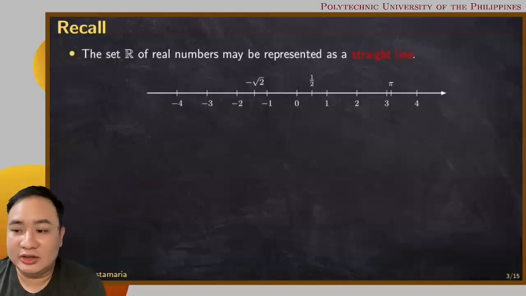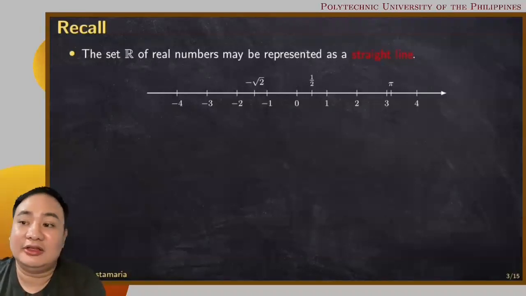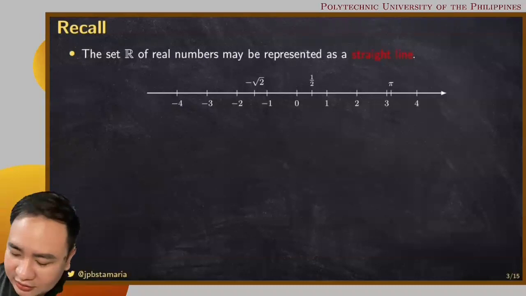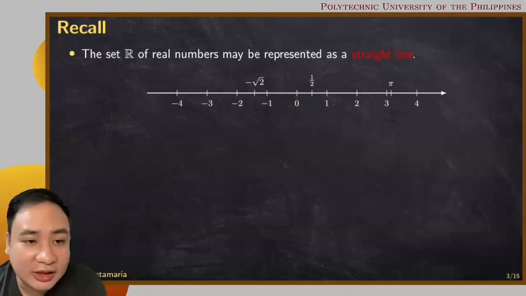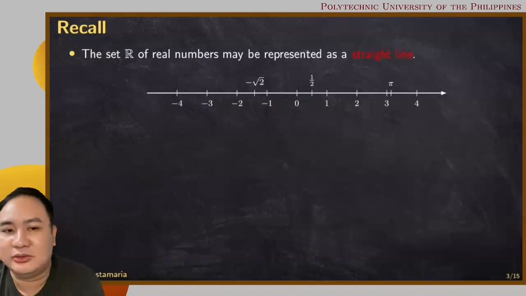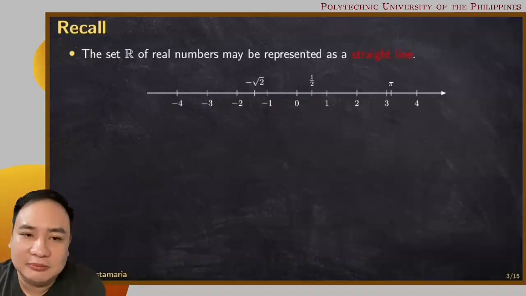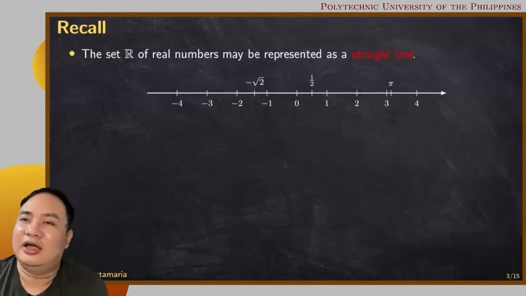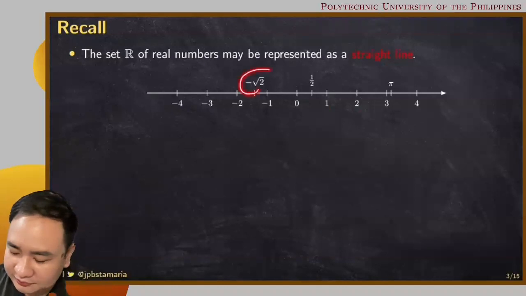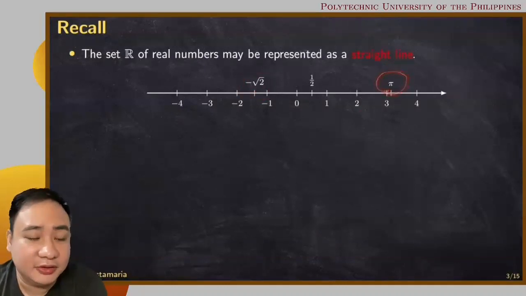Alam nyo naman, in elementary mathematics, the real number line, the set of real numbers R, is represented normally with an infinite straight line that extends to the left and extends to the right. Normally, yung 0 ay naroroon sa gitna, and then nandito yung mga integers. Alam niyo na ito, I don't need to explain. Nandyan lahat ng mga numbers, rational, integer, irrational, even negative square root of 2. This is irrational. Tsaka yung pi, it's somewhere there.